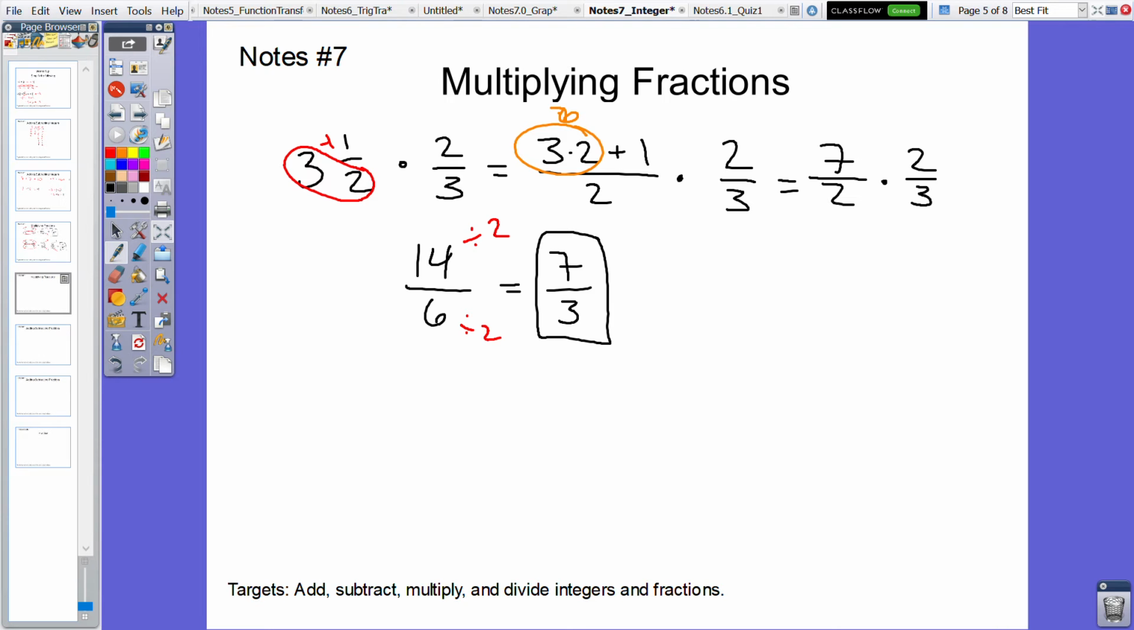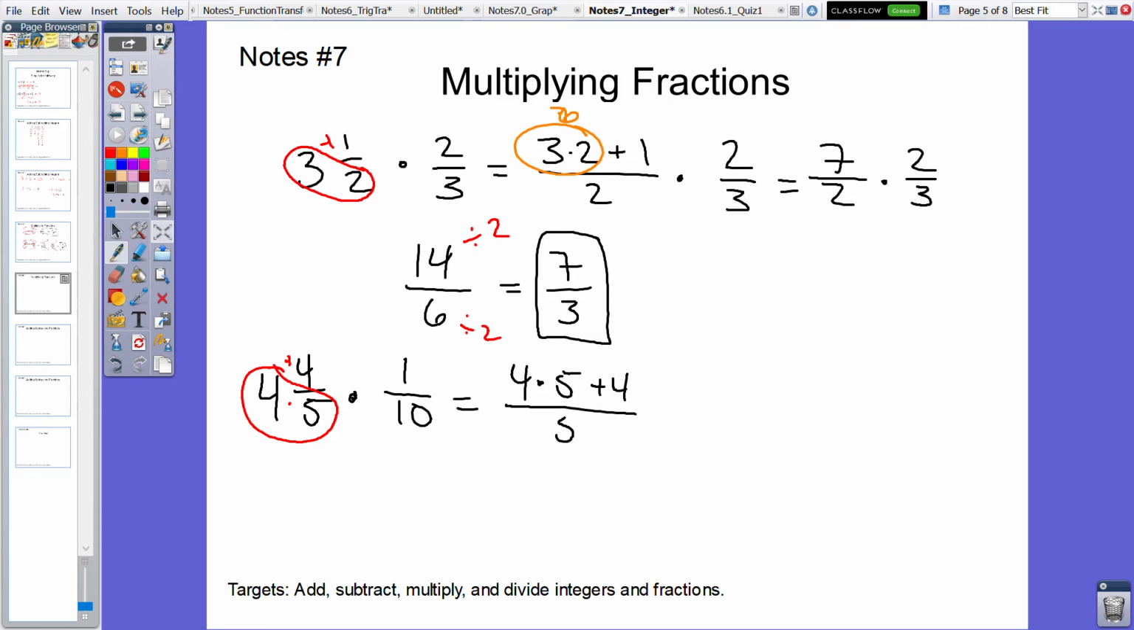Another example, let's say we have 4 and 4/5 times 1/10. Once again, we want to convert the first mixed number into an improper fraction. So we're going to multiply 4 times 5, and then add that 4 there. So I get 4 times 5 plus 4, all divided by 5, times 1/10. Once again, I want to simplify my numerator. 4 times 5 becomes 20, and 20 plus 4 is 24.